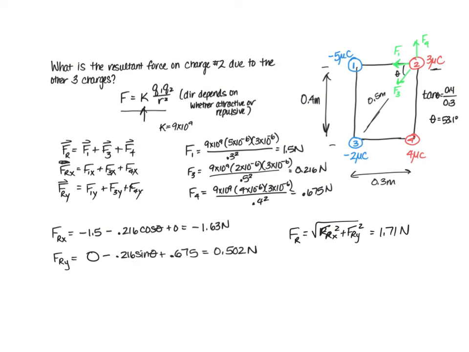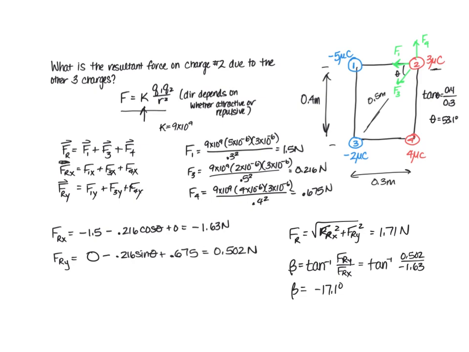And then I'm going to find the angle. I'm going to call that angle beta, just to differentiate it from my other angle. So this is the angle that the resultant vector will be pointing in. It's going to be given by the inverse tangent of the y component over the x component. So it's the inverse tangent of 0.502 over negative 1.63. I do have to put that negative in there. I end up getting a beta, when I do my calculator, of minus 17.1 degrees.